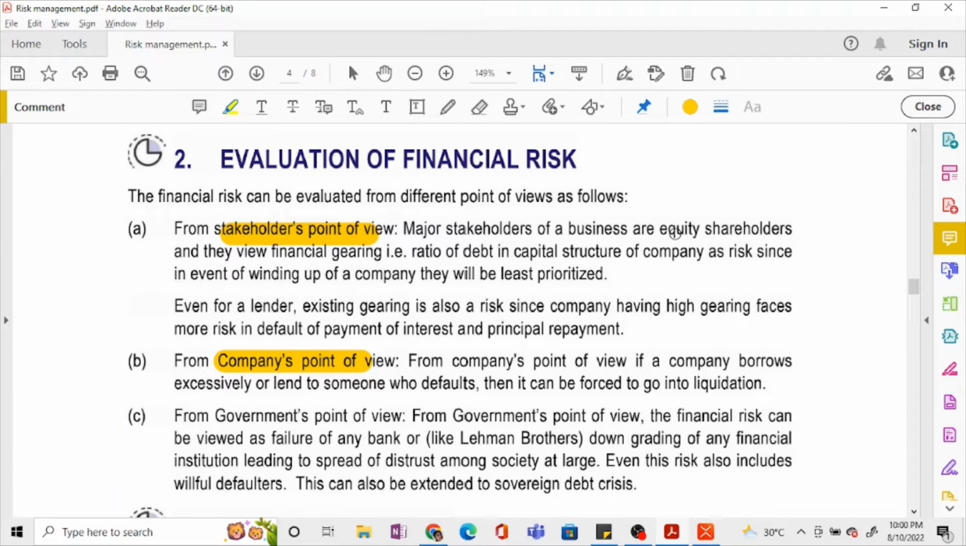Stakeholders of the business, or equity shareholders, will view the financial gearing, that is the ratio of the capital structure of the company, as a risk, since in the event of winding up of the company, they will be the least prioritized. From the shareholders' point of view, if the debt is more in that company, then they will fear to invest in that company, because at the time of winding up, every asset will go to the debenture holders only. So financial risk can be seen from the shareholders' point of view based on the capital structure.